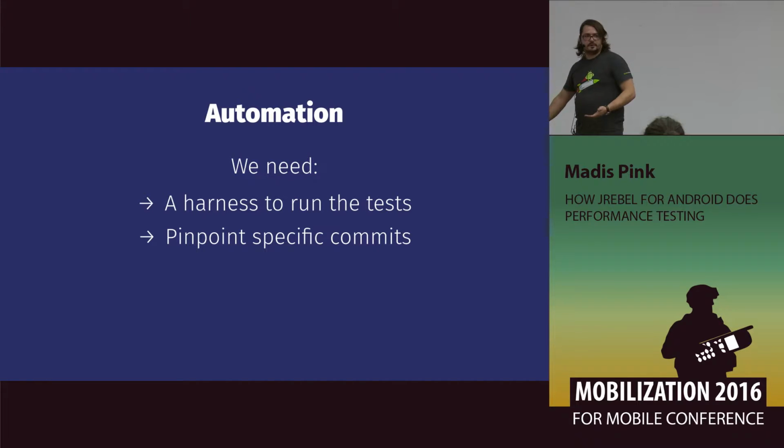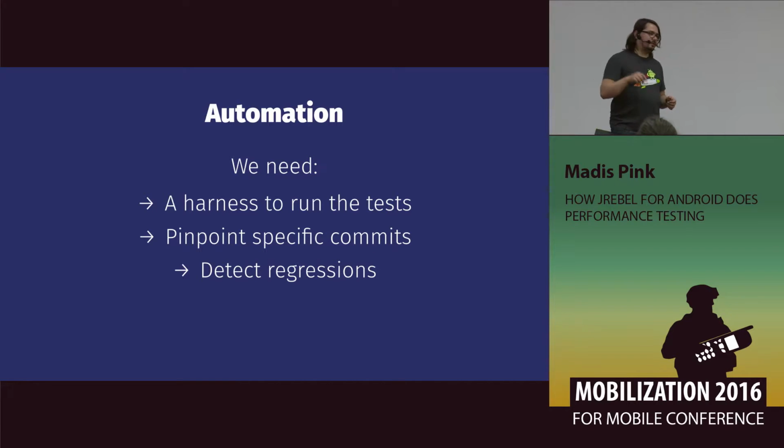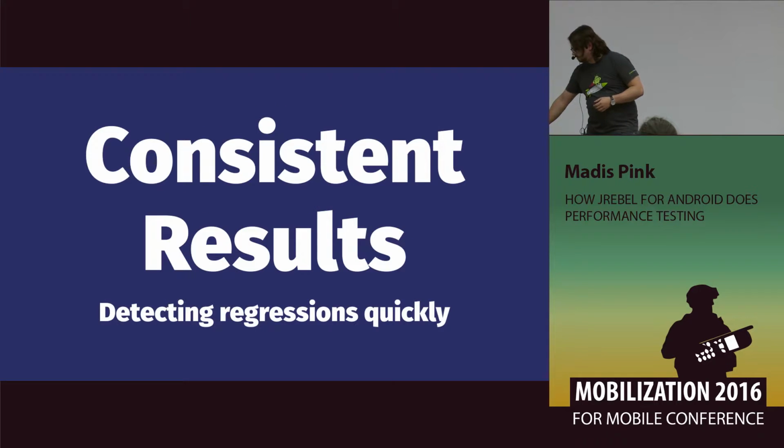So if something went worse, we would have 1 hour of commits. And that's something that you can already look at. And we also needed to make regressions noticeable. What I mean by that is getting consistent results.